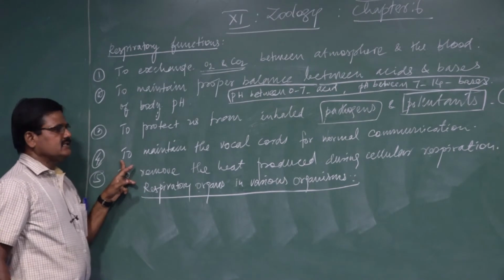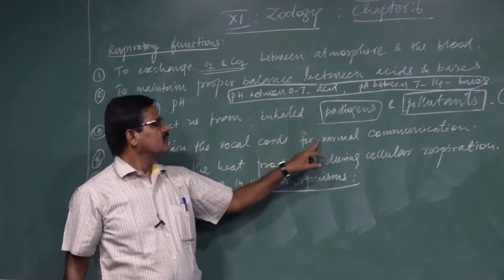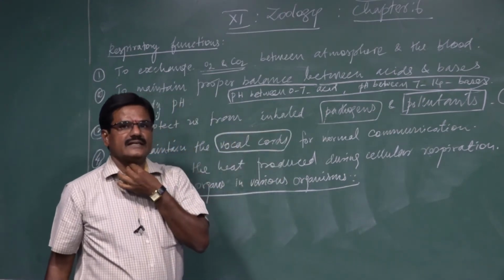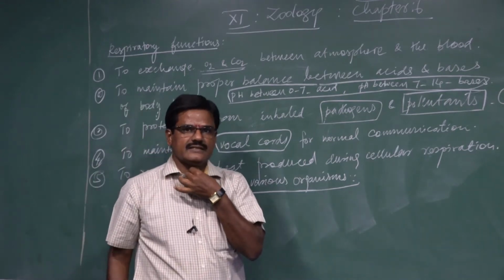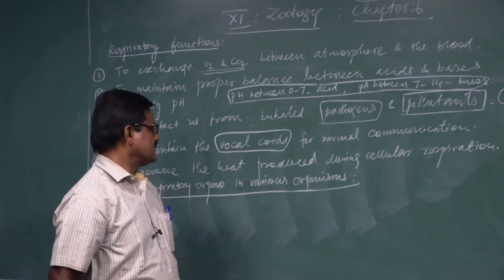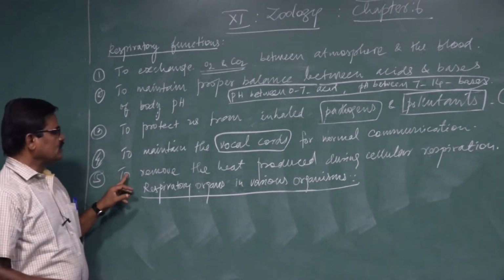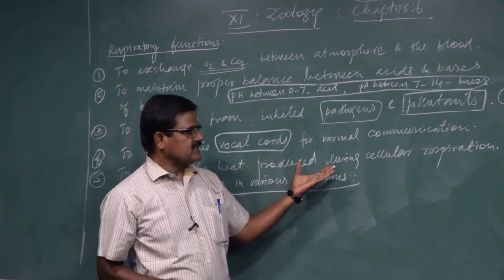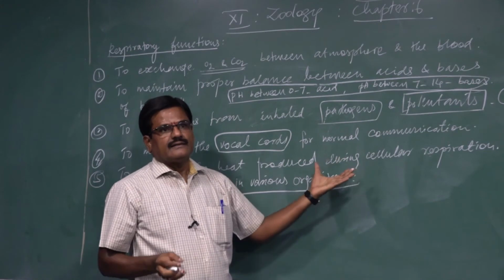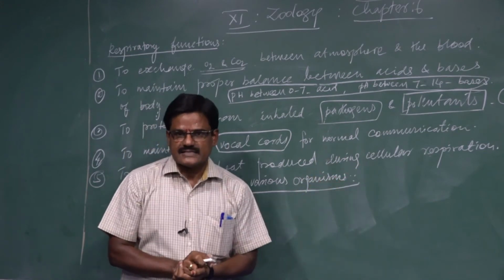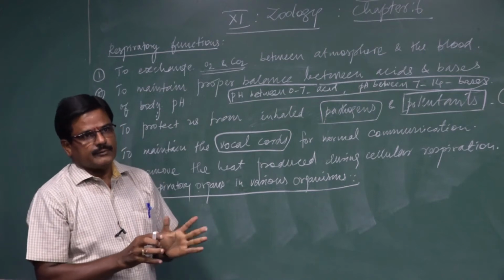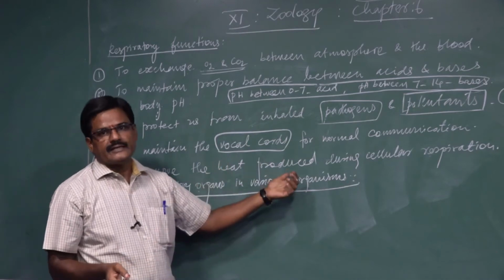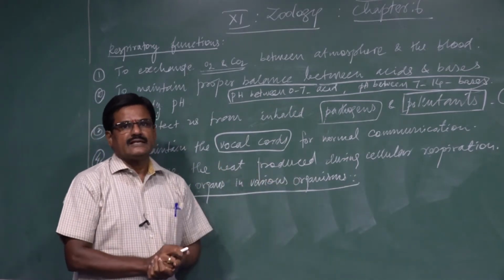The fourth function is to maintain the vocal cords for normal communication. The vocal cords produce the voice, and that voice is controlled by respiration. The fifth point is to remove the heat produced during cellular respiration. While food substances enter the cells, oxygen acts upon them and releases energy. At the time of releasing energy, heat is produced. That heat should be eliminated from the body with the help of respiration.